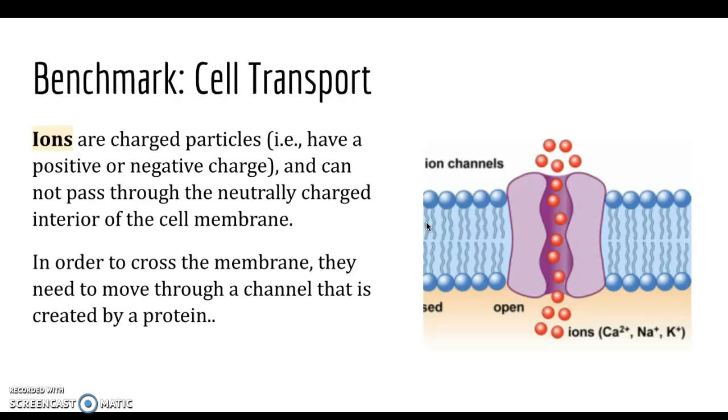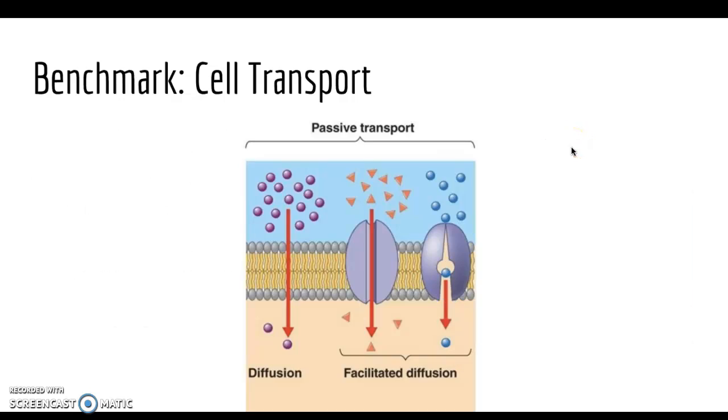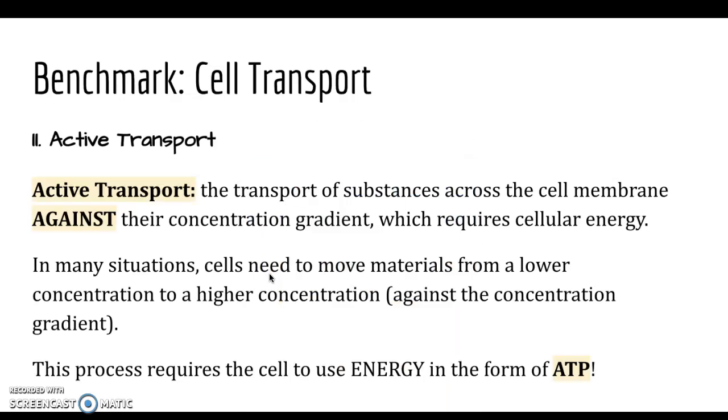In order to pass through the membrane, they need to move through a channel protein, which is basically just another protein embedded in the membrane that is similar to our glucose protein. However, it is solely responsible for ions. All right, so here are our 3 types of passive transport. As a reminder, passive transport does not require energy and it involves materials, substances, or molecules moving from a high concentration to a low concentration. Facilitated diffusion involves proteins, so this would be your glucose transport protein, your ion transport protein. Diffusion or osmosis do not require a transport protein.